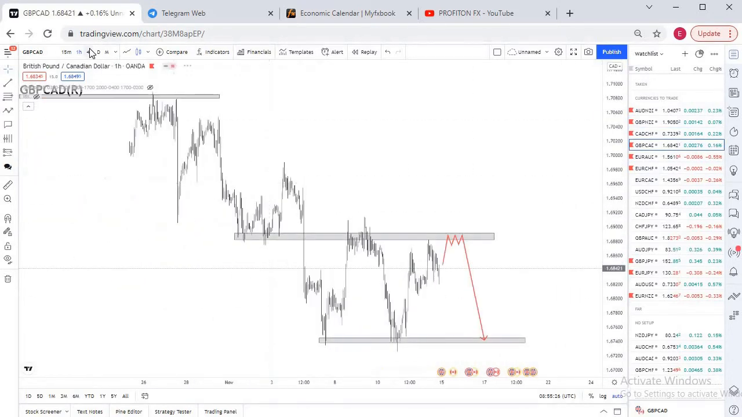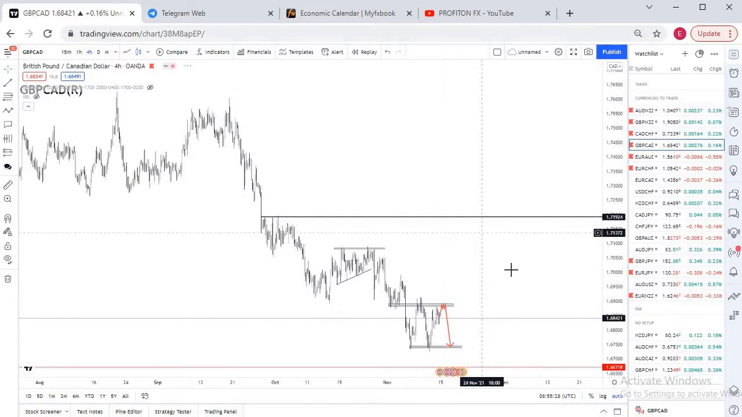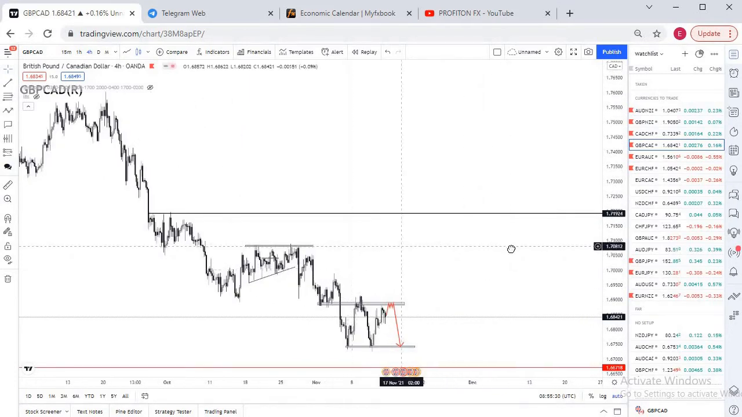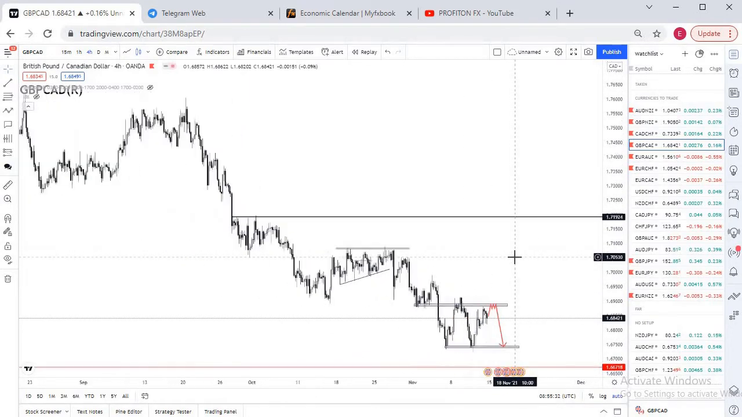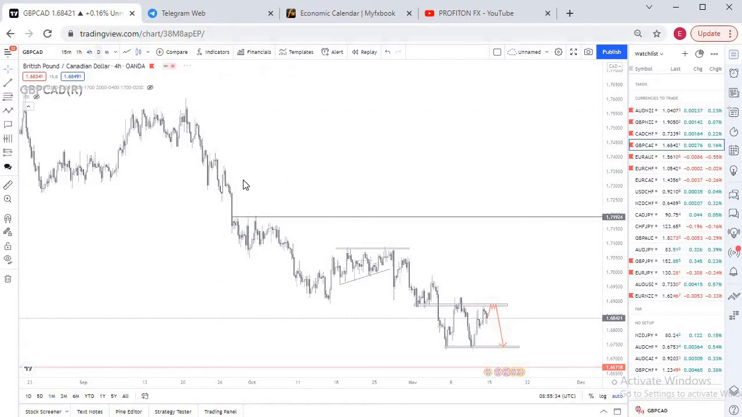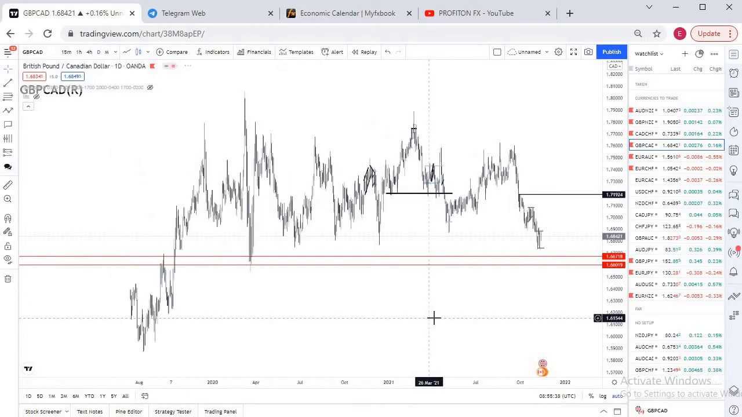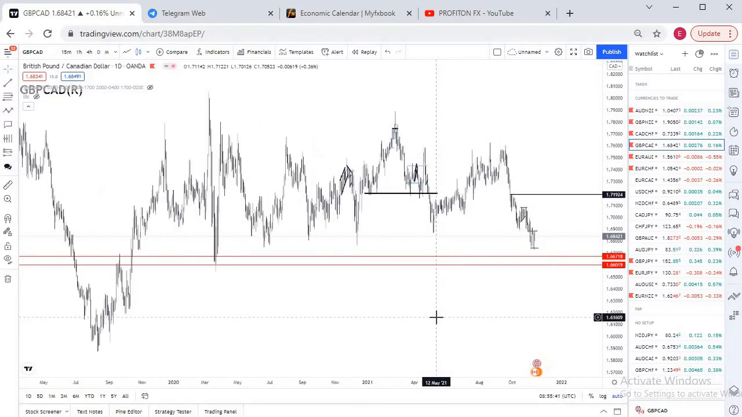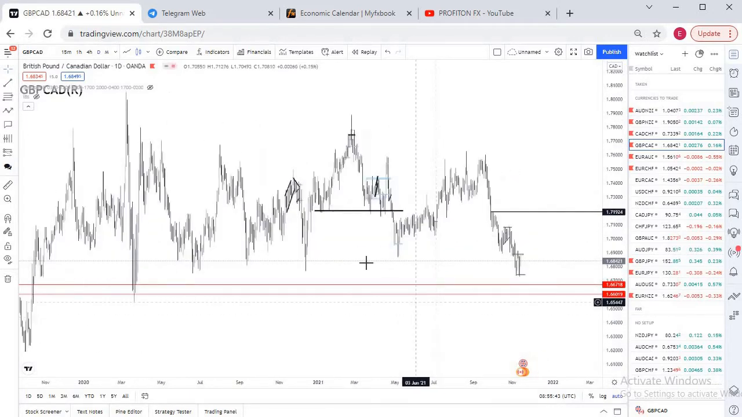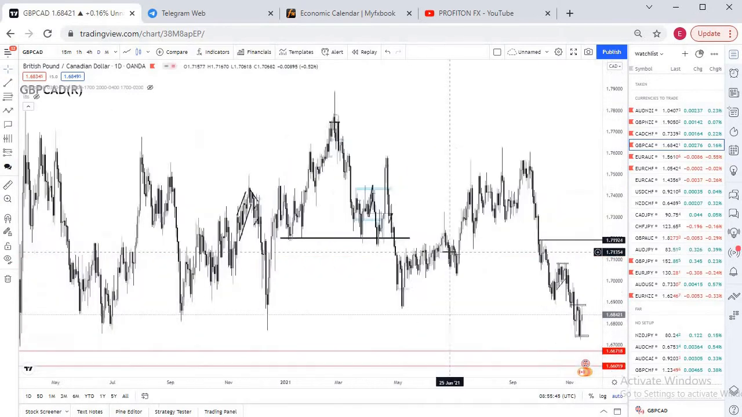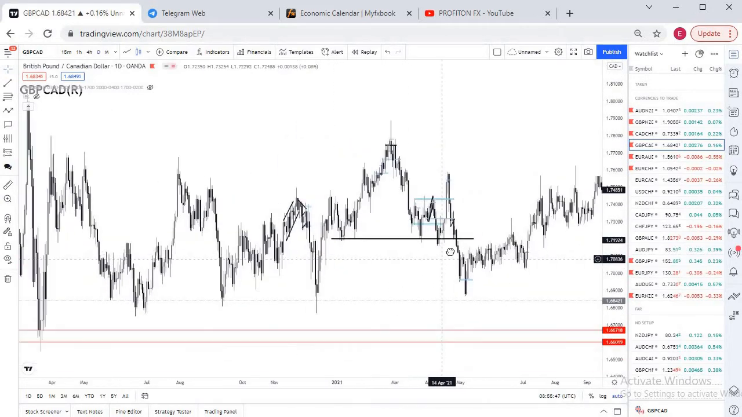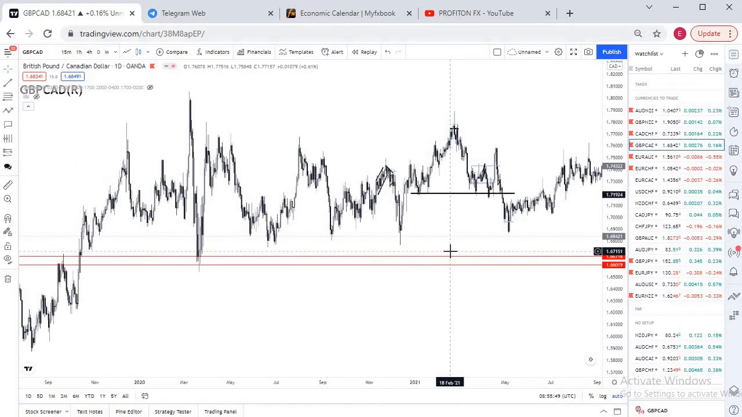GBP Canadian dollar. GBP Canadian dollar, again we are in a bearish trend. Let's look at our daily time frame. Now on the daily time frame, this currency pair is not tradable. There's just a lot of noise in this market. There's no clear direction. We are just consolidating throughout.